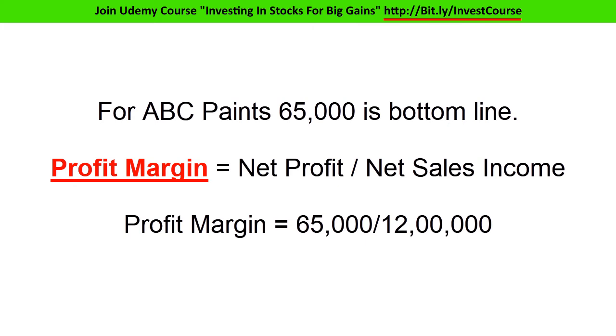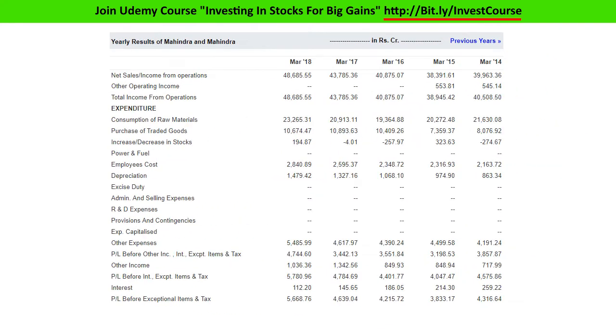If you want to know the profit margin of a business, divide net profit by net sales revenue. Now this example was given just to explain different terms. So let's see how they really appear on an income statement. For a live example, we have the income statement of Mahindra and Mahindra. Total income from operations and net sales revenue are the same.